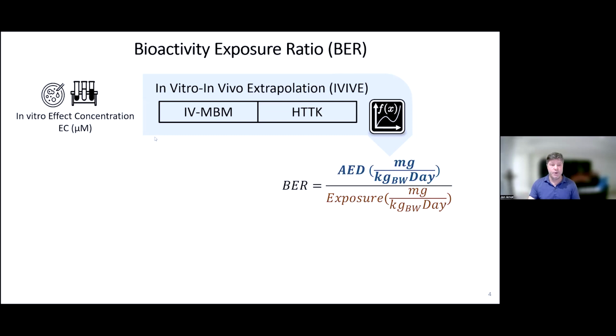So as I mentioned, the first part, calculating AEDs, taking an in vitro effect concentration, applying various tools and models and assumptions, including in vitro mass balance models and high throughput toxicokinetic models to estimate the administered equivalent dose corresponding to the in vitro effect concentration.